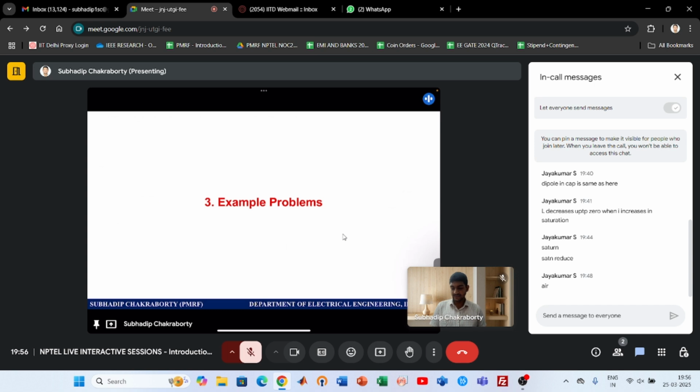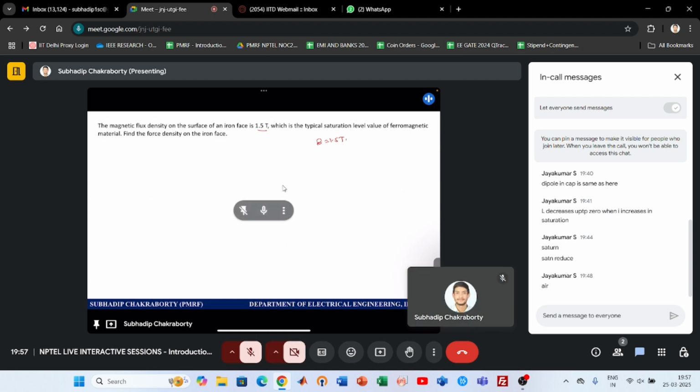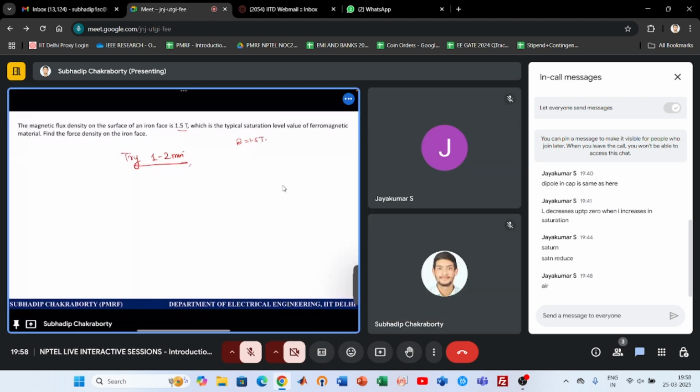So now let's go to some easy example problems. The first problem I think is visible on your screen. Yes, so just try this problem once. I will give you some time. The magnetic flux density is given as 1.5 Tesla, so the B value is given to be 1.5 Tesla, and the force density on the iron face is being asked. So kindly try.